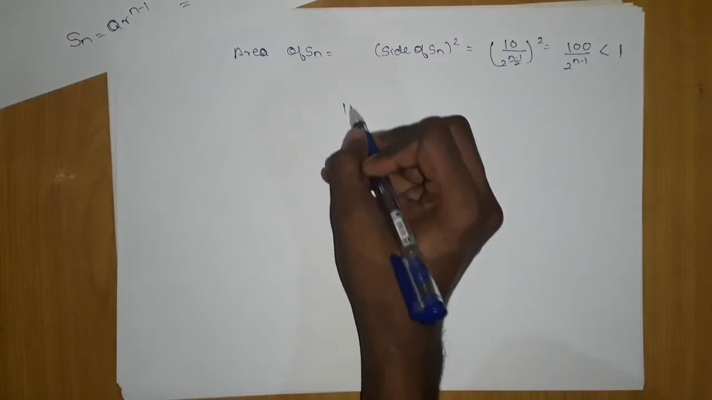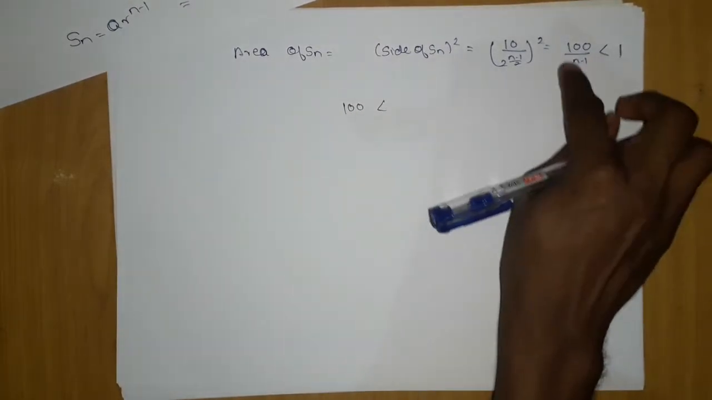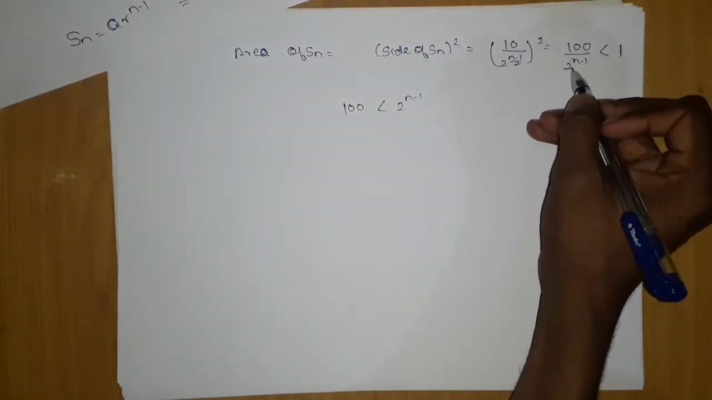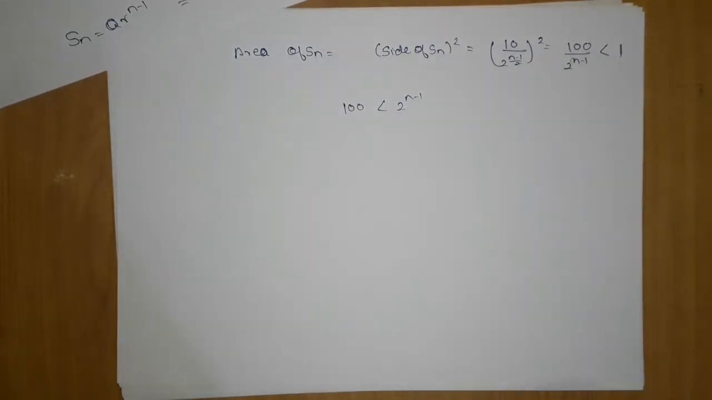So 100 should be less than 2 power n minus 1. It will always be positive, so I can move it across. Even if n becomes 1, it will be 2 power 0, which is equal to 1, so it will always be positive. One thing is clear.